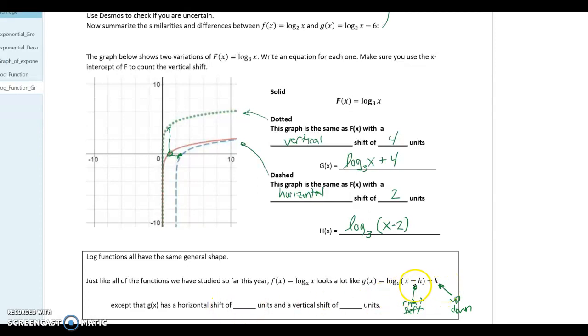So this one here, the way it's represented, would have a horizontal shift of positive h units and a vertical shift of k units. Very similar to all the previous graphs we've looked at, be it parabolas, radicals, or exponentials. The same idea. So good luck in your homework, and we'll see you in the next section.